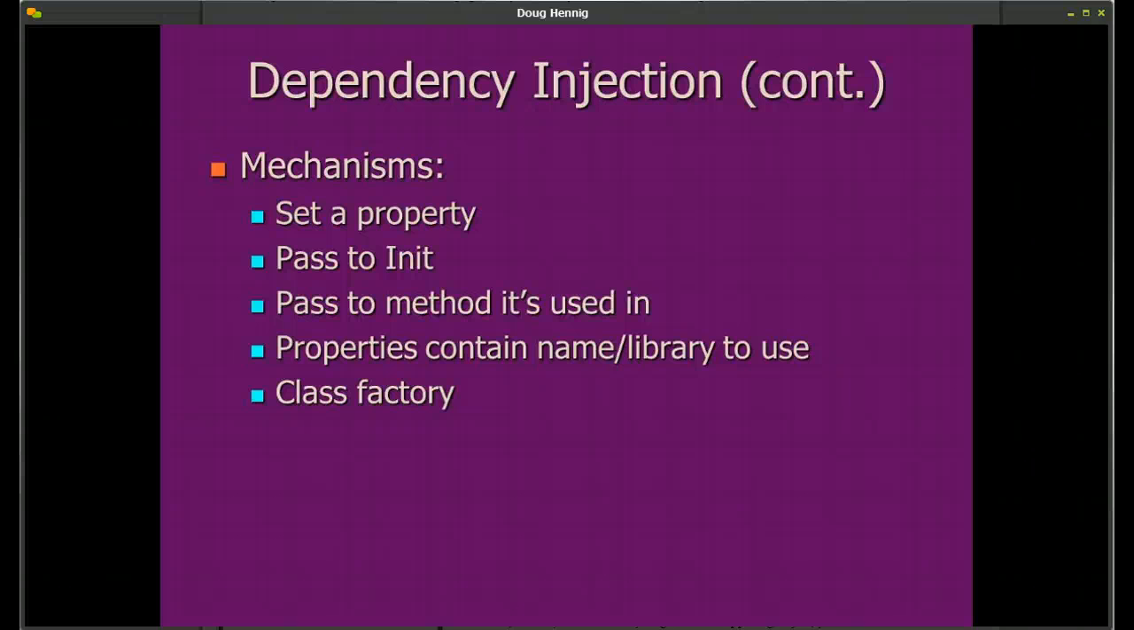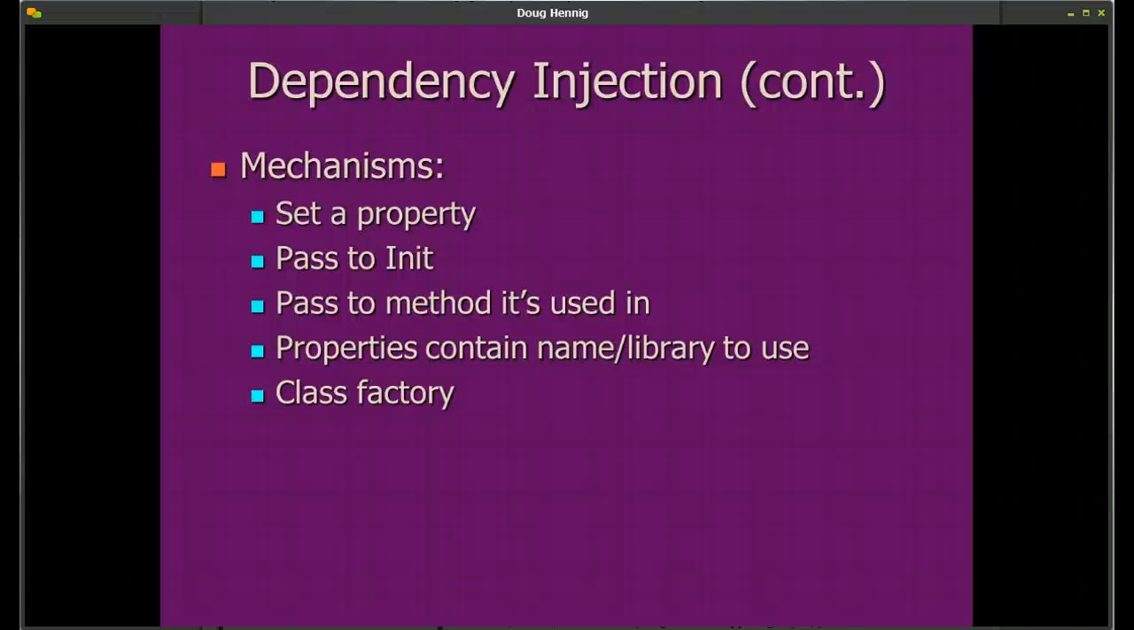Another way is you could pass it to init instead. So in the init method of the class, you'd pass in the object that you want to instantiate. The init method would say something like this, that oparser equals toparser, and then that's all you need to do there. That's sometimes called constructor injection, mostly because the .NET framework init methods are called constructors instead.